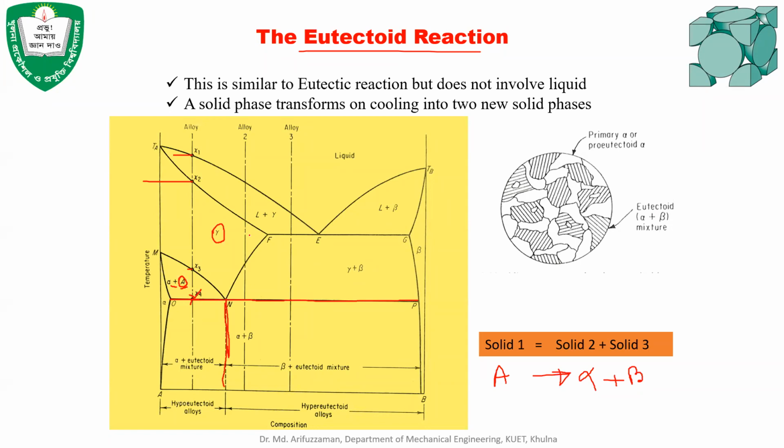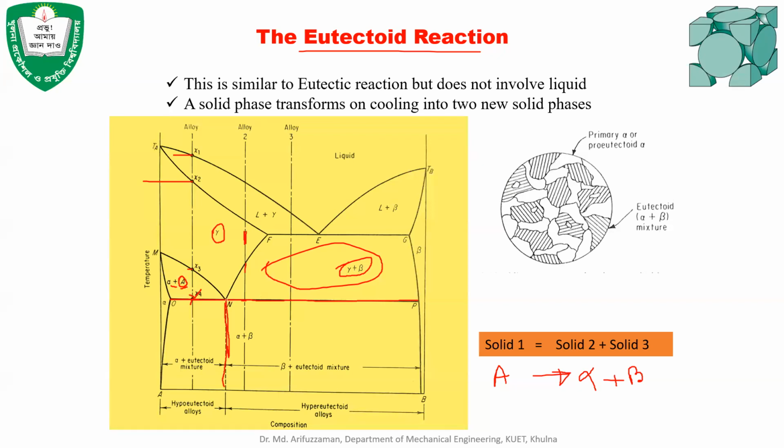On the other side, gamma will still be present in this condition, and when the temperature reaches below this temperature, beta will start to produce. That means in this region it will be a mixture of gamma and beta, and when the temperature drops to this point, then the gamma will have, if you look, this is gamma.